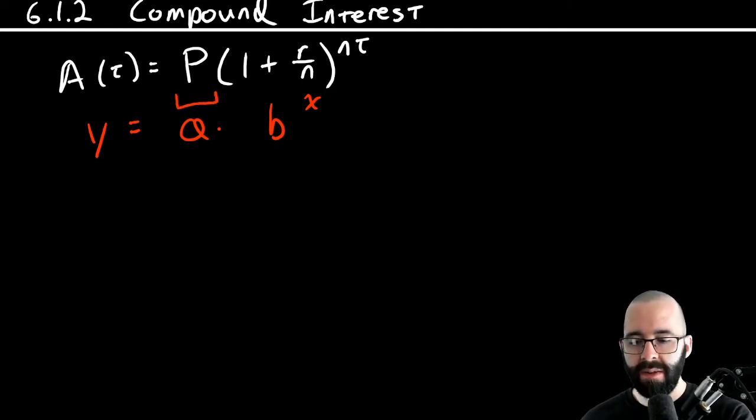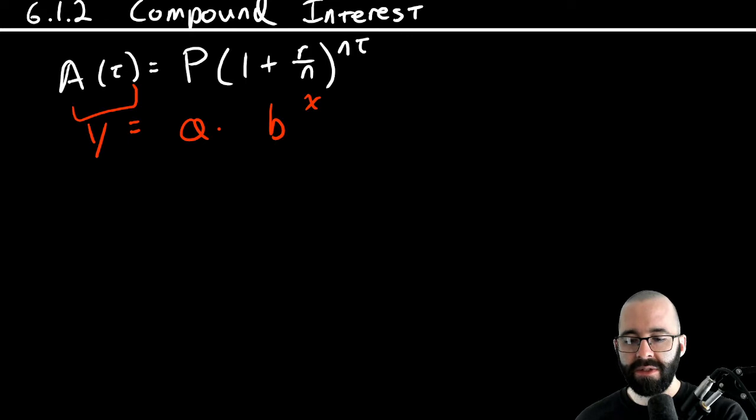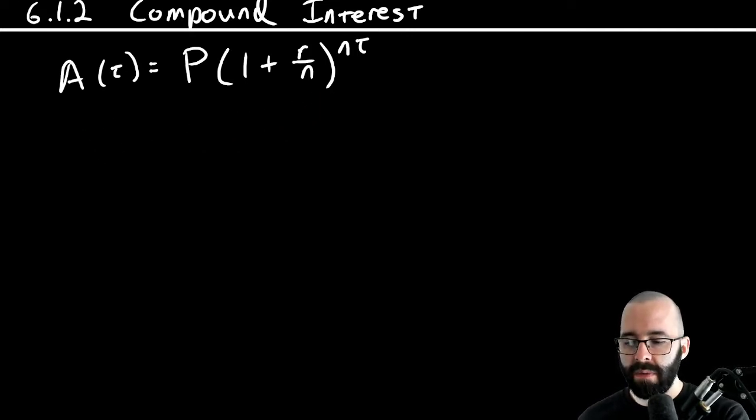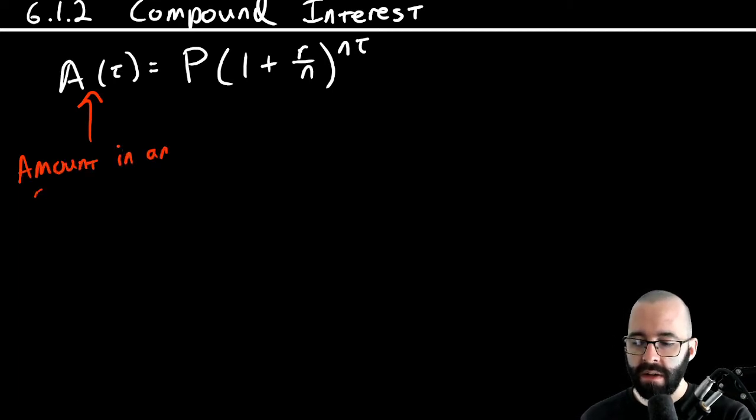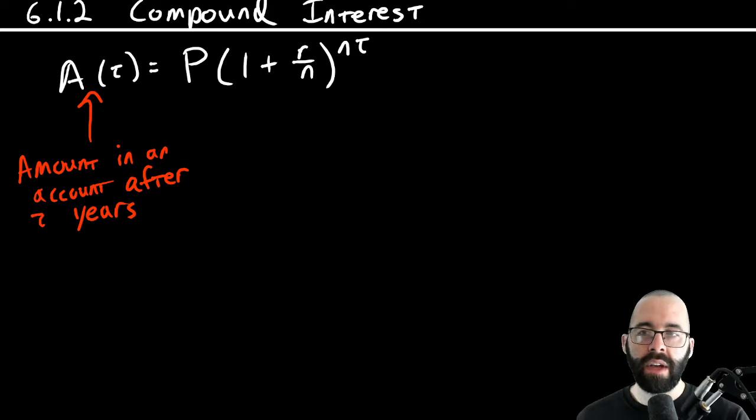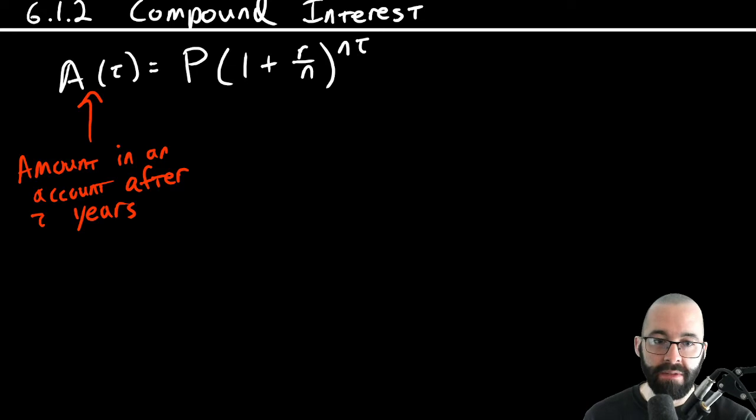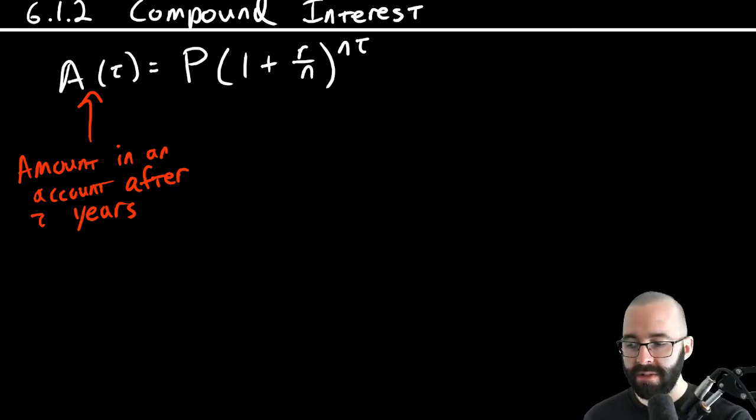P is our starting amount. We'll talk more about that. And this is just our function. This is our output. You can leave that up or you can erase it. I'm going to talk about each of these. So this is the amount in an account after T years. It's function notation, f of x, A of t. T is our independent variable. A is our dependent variable. It's also the name of the function.